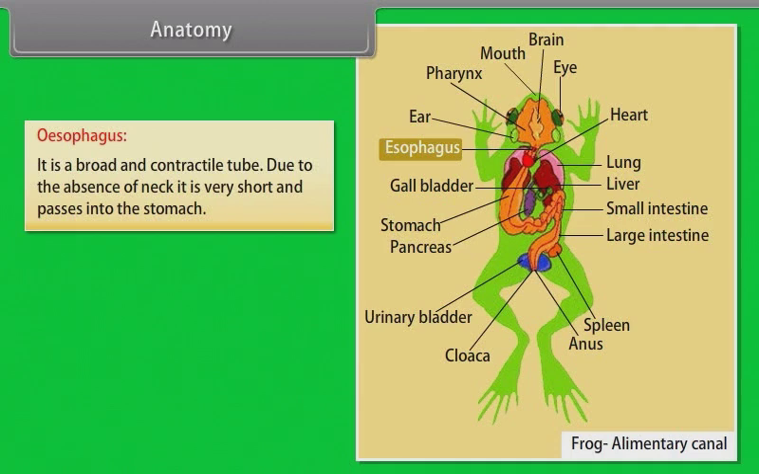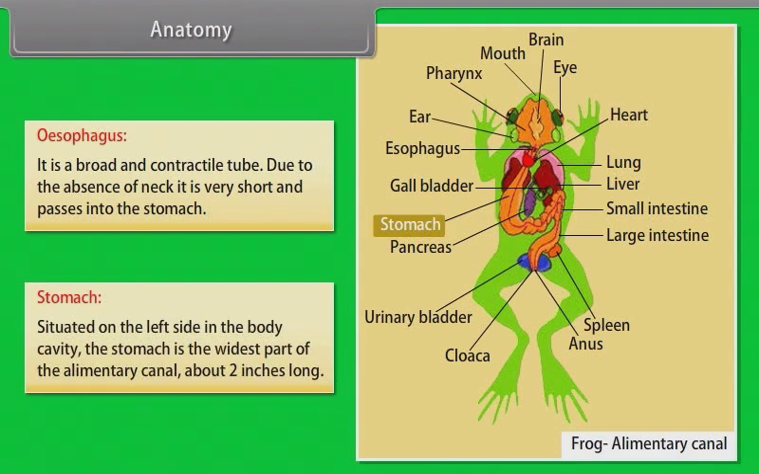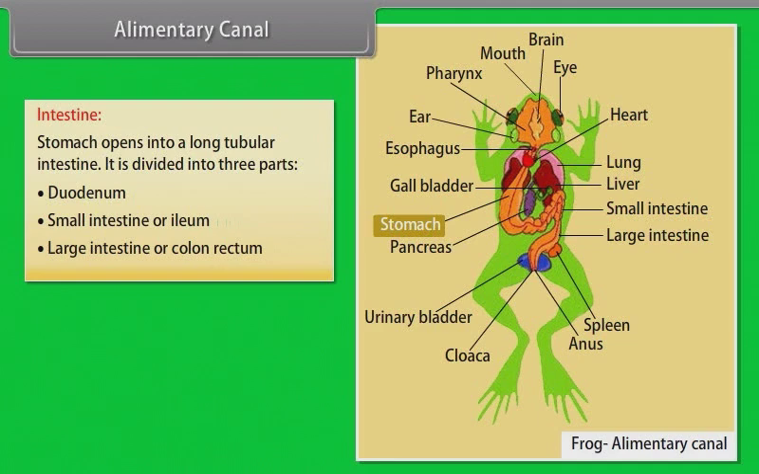Oesophagus. It is a broad and contractile tube. Due to the absence of neck, it is very short and passes into the stomach. Stomach. Situated on the left side in the body cavity. The stomach is the widest part of the alimentary canal, about 2 inches long. Intestine. The stomach opens into a long tubular intestine. It is divided into 3 parts: duodenum, small intestine or ileum, and large intestine or colon rectum.